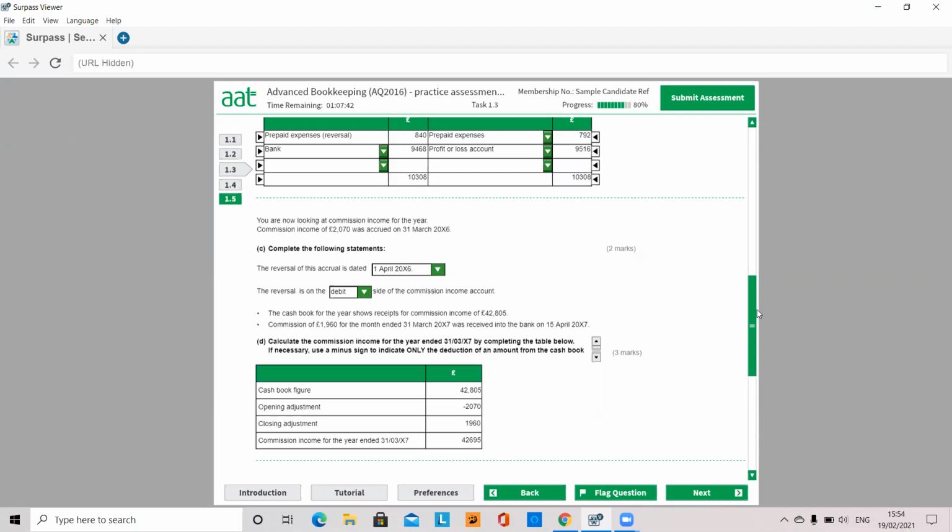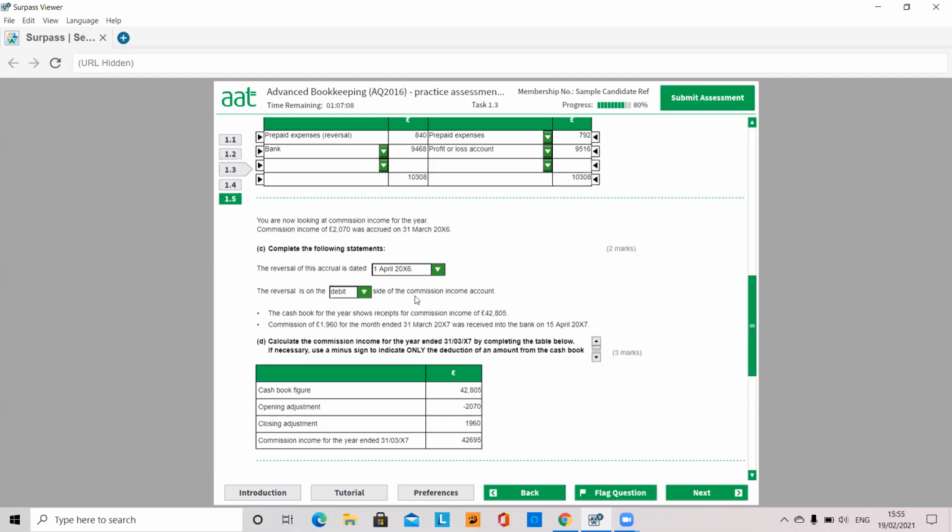So far as the commission account's concerned, as I said before, in 2006 you would have credited the commission account and debited the accrued income. So you would have that accrued income left in your accounts on the debit side. So at the start of the next year, you would credit that accrued income and debit the commission account. Okay, debit the income.